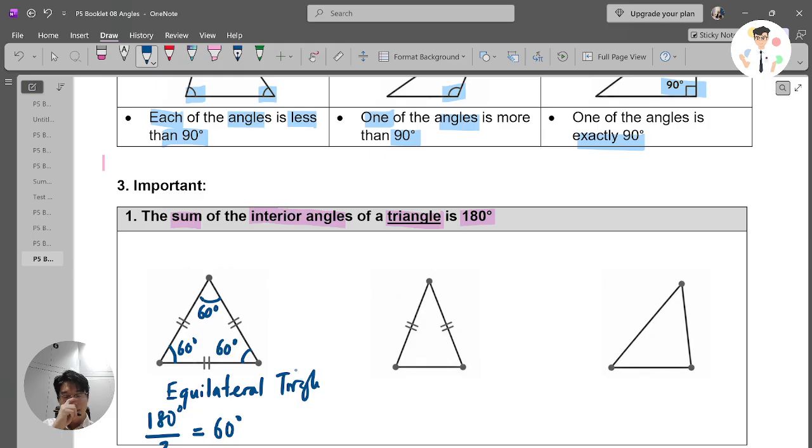Okay? And this is 100% confirmed. As long as you see an equilateral triangle, this one for sure is 60. Okay? Now, this is what we call an isosceles triangle, right?